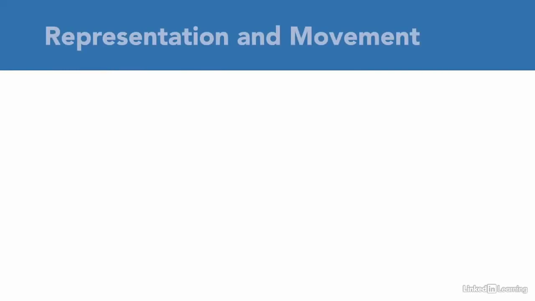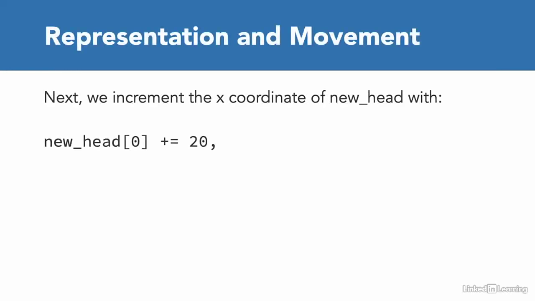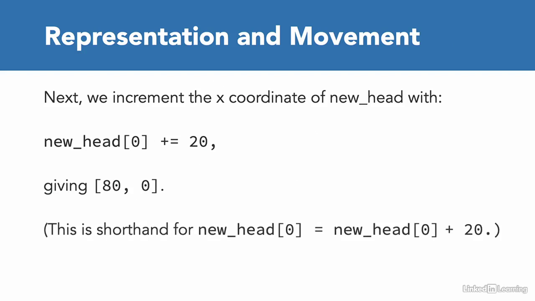But then what we do is we increment the X coordinate in this example. So new head 0 means the X coordinate of that new segment that we've created. We increment its X coordinate by 20. So now the coordinates of that segment are 80, 0. And we're just using plus equals here as a shorthand for new head 0 equals new head 0 plus 20. It's a very common shorthand to use.